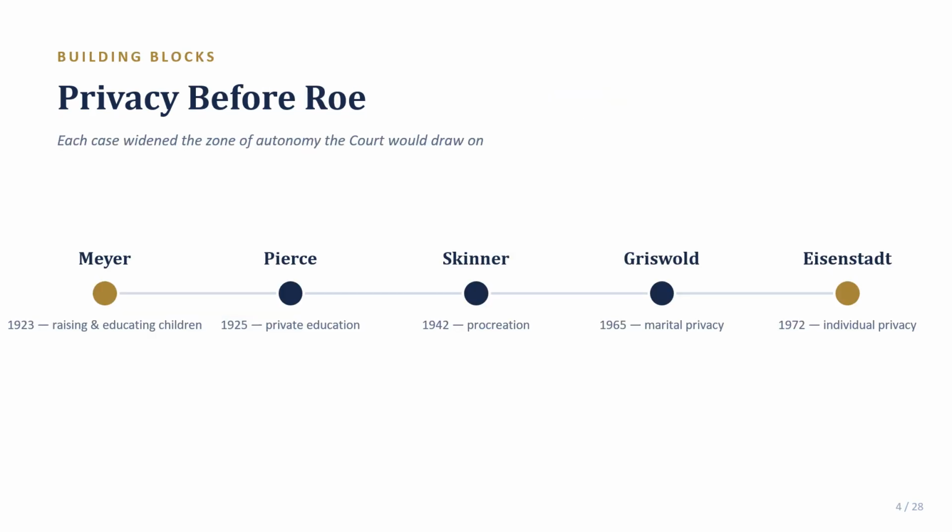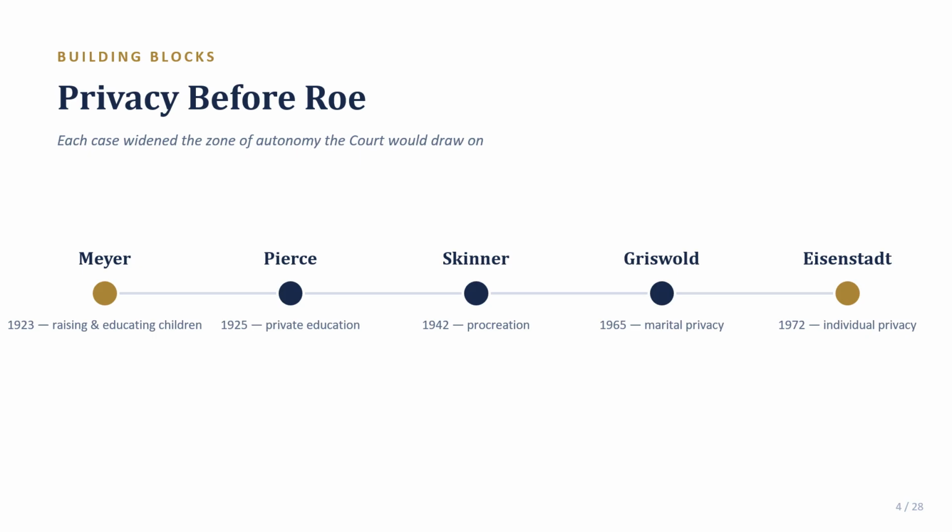Now, as you can see, we have our building blocks. We have 5 cases spanning nearly 50 years that each widen the zone of autonomy the court would eventually draw on in Roe. So I want to walk through all 5 very briefly, simply because we already covered them all, but it's because Roe doesn't really make sense without them.